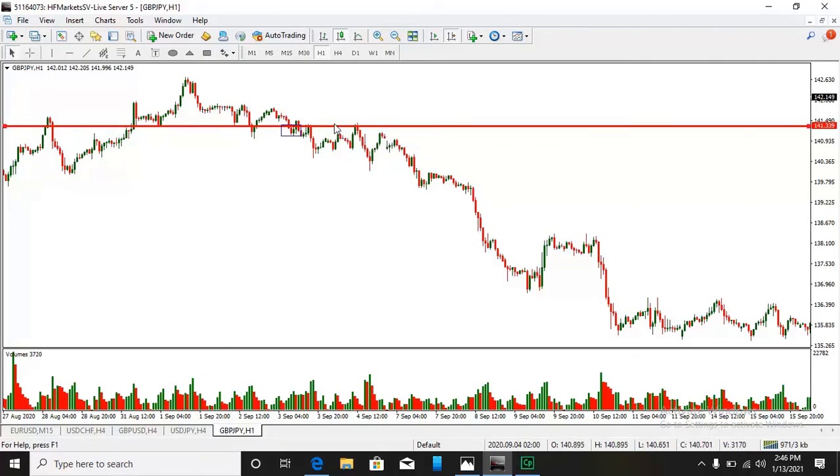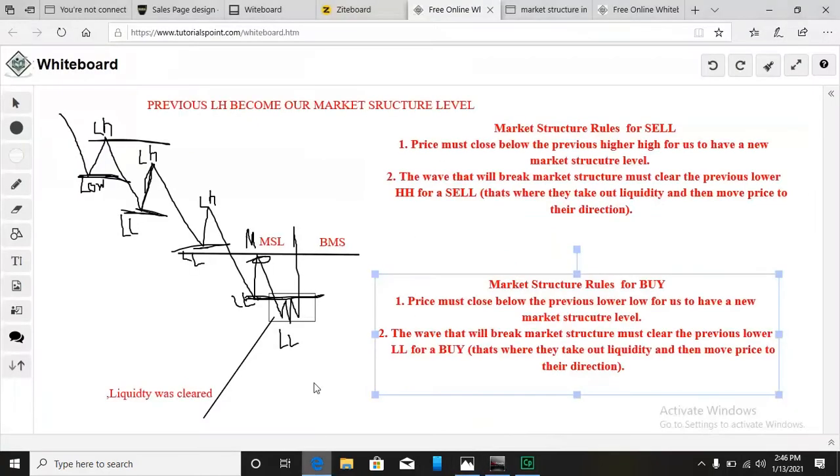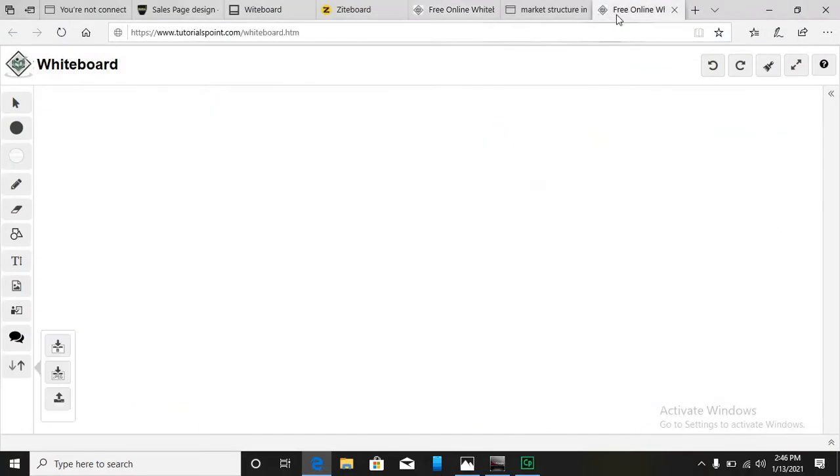It breaks the market structure level, retests it, and didn't break above the market structure. So we are still on a sell trend. Now, let me give you guys some examples here. When we talk about a complex market structure level, this is it.